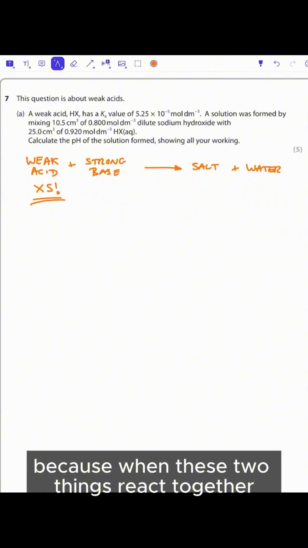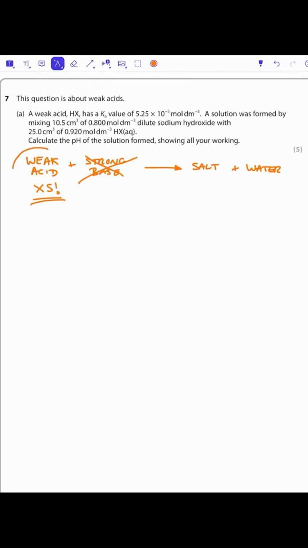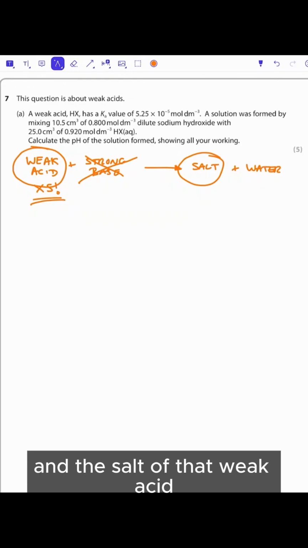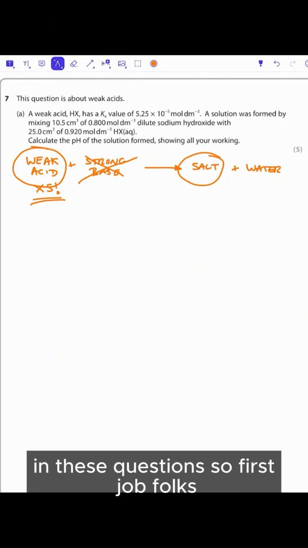Why? Because when these two things react together, all that strong base is going to get used up, and then all we're left with is whatever the excess weak acid is and the salt of that weak acid. So don't forget, the weak acid is always going to be in excess in these questions.